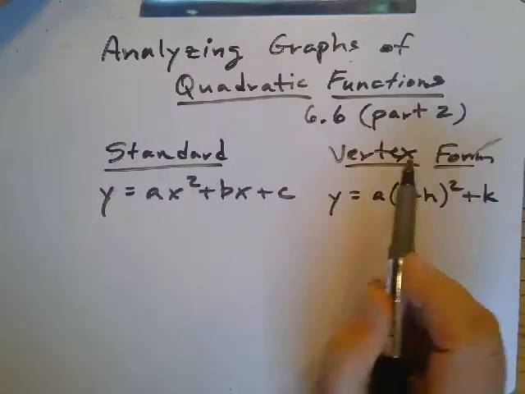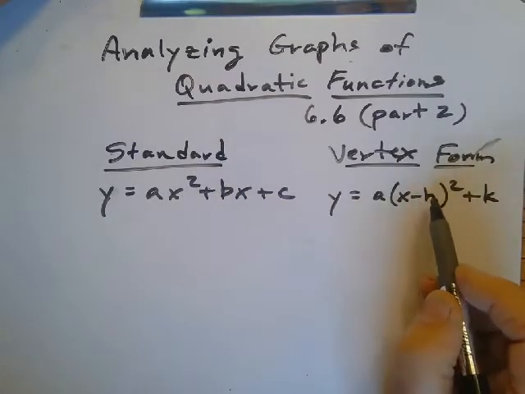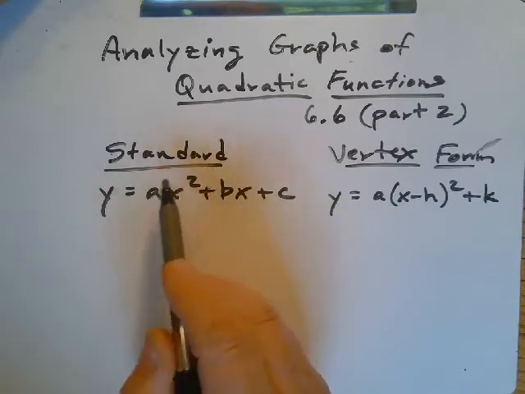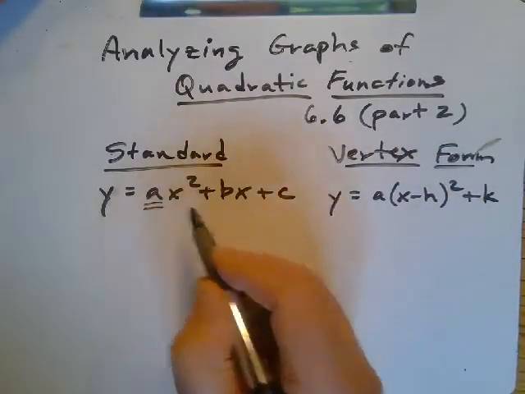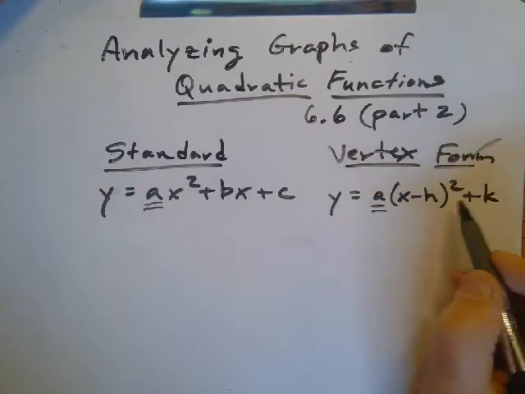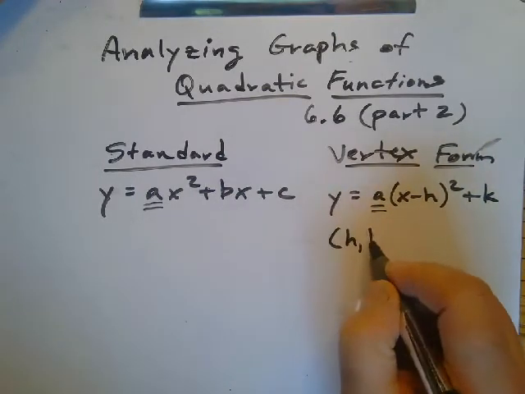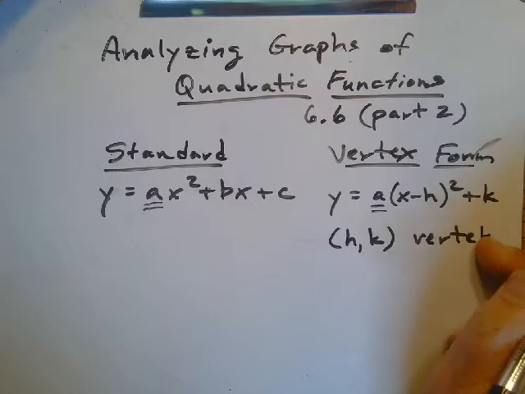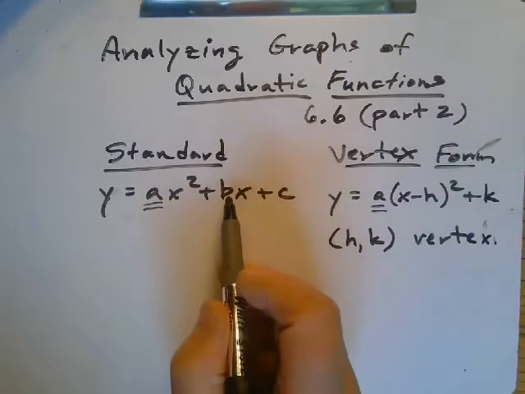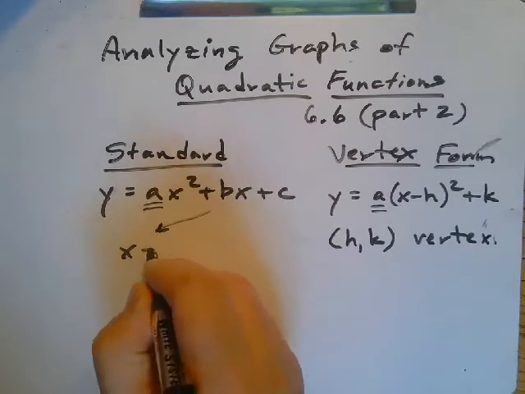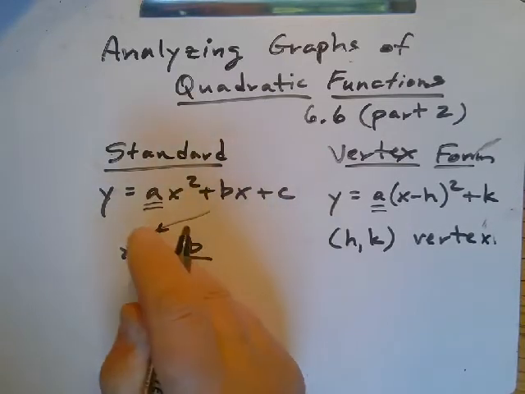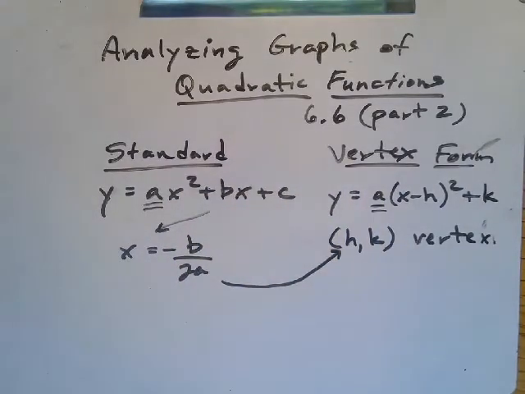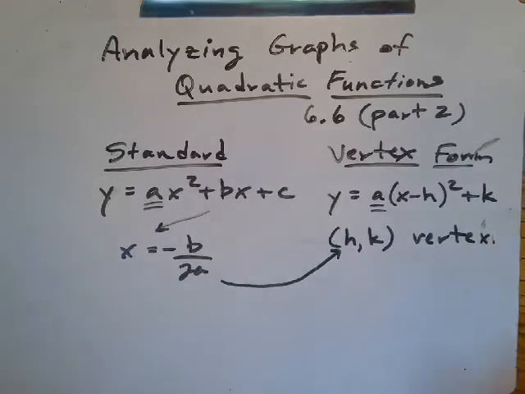If you want to go from vertex form to standard form, you would just expand this and you'd end up with standard form, okay? To go from standard form to vertex form, this a is the same as over here. And what is h and k? Well, h, k is an ordered pair of the vertex. So you would have to find the vertex using x equals negative b over 2a. And once you know the vertex, that'll give you the h value, and then you can plug it back in to find the y value.